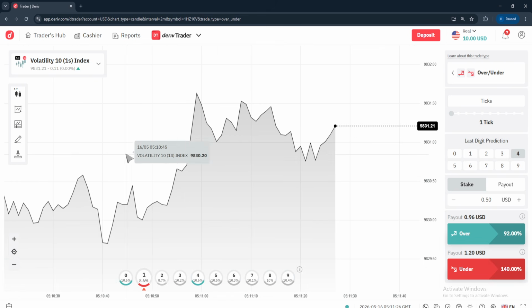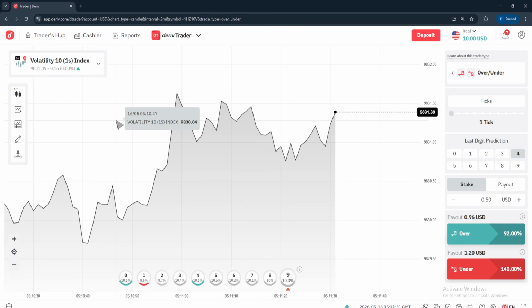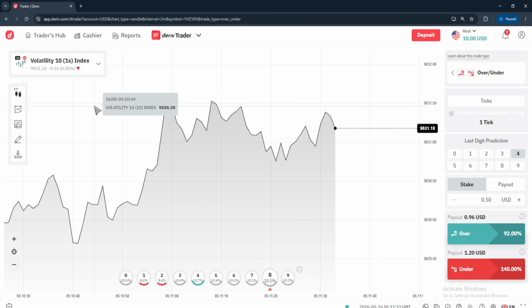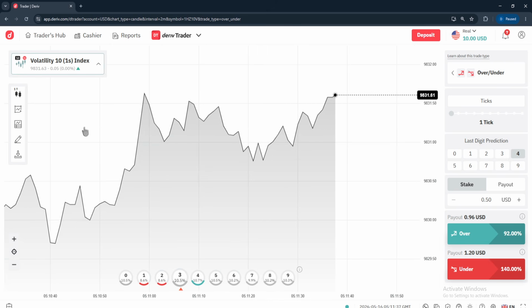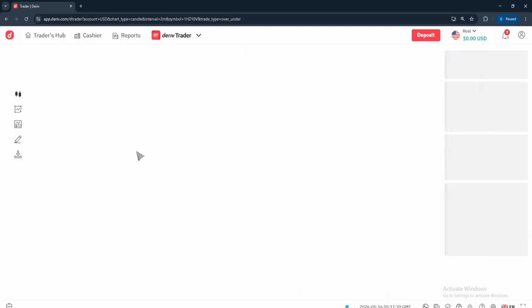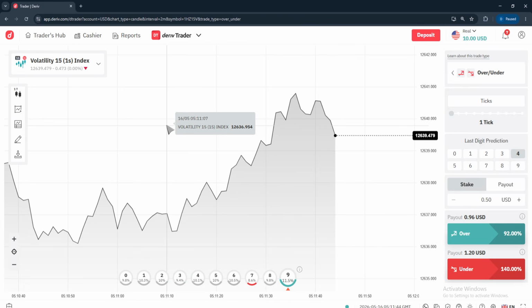So we start by finding a good market, a good market that will favor us properly. This one is not good for us because 0 is too strong here. So we leave that one for now. Let me go to another one. It's all about finding the perfect market that will favor us.